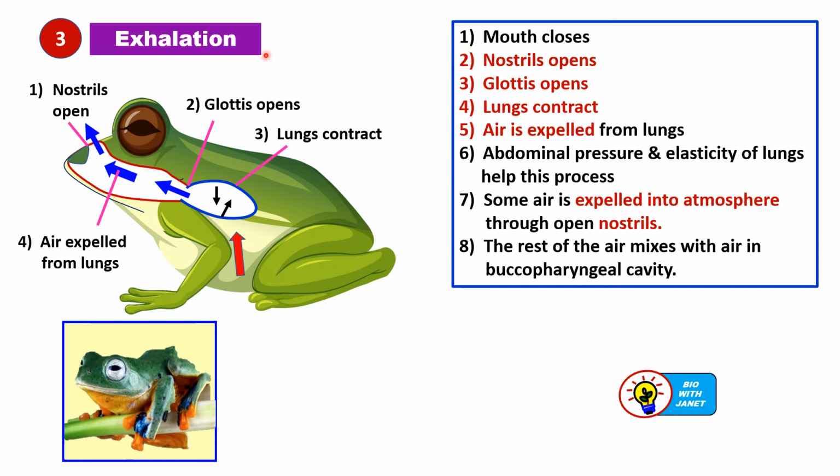Next, in exhalation, the aim is to cause the air to be expelled from the lungs to the atmosphere. So the nostrils open. The mouth still remains closed, right? The nostrils open and the glottis opens too. Then the lungs contract. The lungs can contract and the air is expelled from the lungs into the buccopharyngeal cavity and then out through the nostrils, because the higher air pressure in the lungs will force the air to be pushed out. Some air is expelled into the atmosphere through the open nostrils, and the rest will mix with the air in the buccopharyngeal cavity.